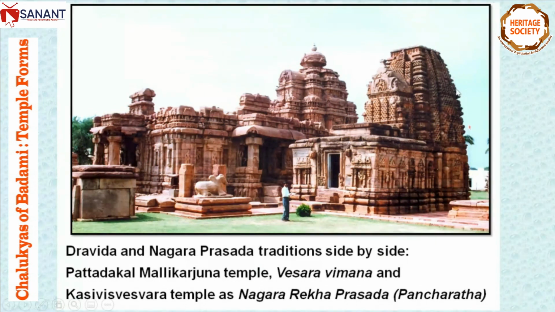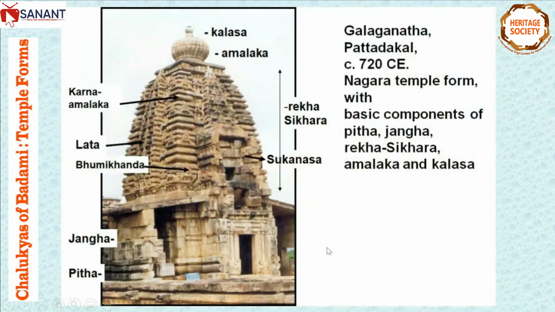Its curvilinear superstructure is the hallmark of that, with the Karna Amalakas, Amalaka missing here. The Shukanasa is also there, you can see. But this one has a stepped pyramidal structure. These are the components of the Nagara temple.